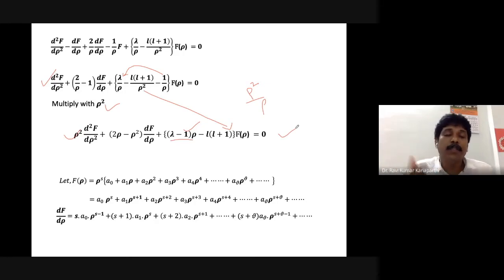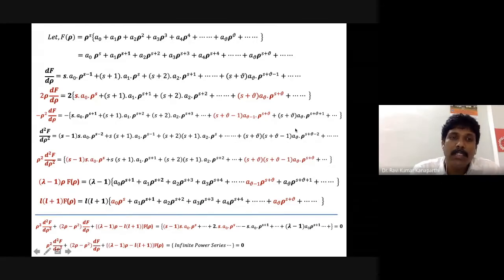If you want to obtain f of rho, why do we need f of rho? If you know f of rho, s of rho will be known, because s of rho is nothing but f of rho multiplied by e to the power minus rho by 2, right? That is the relation. So in order to get f of rho, we have to solve this differential equation. How do we solve it? Well, we will follow the power series method.